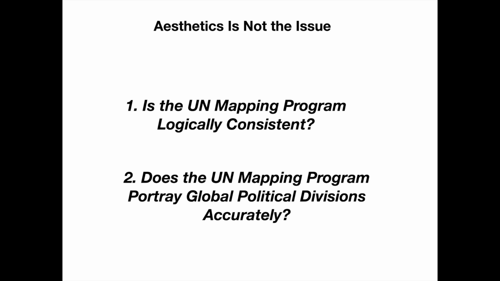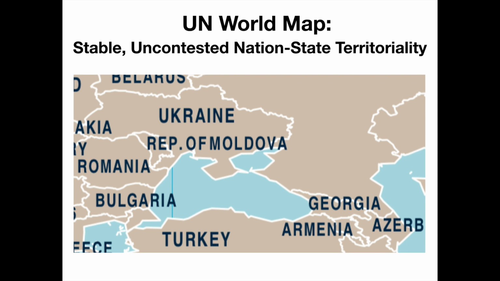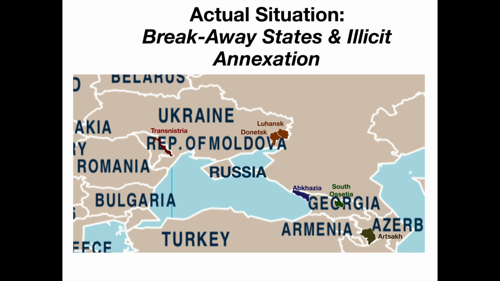And another important question is, does the UN mapping program portray global political divisions accurately? And it doesn't. It's not trying to. It's trying to show the UN view of the world, not the way the world is actually structured. For example, let's just take this UN depiction of countries around the Black Sea. We see, again, stable, uncontested nation-state territories, countries snapping together firmly at their boundaries like a jigsaw puzzle, no disputed territories, no issues.